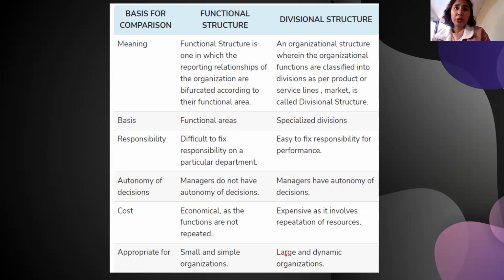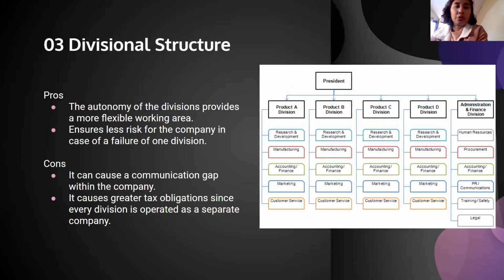So, large and dynamic organization. Functional, small and simple organization. Functional, it's more economical kasi nga functions are not repeated. Divisional is expensive. However, kayang-kaya naman nila nga kasi it's a very big company. Managers do not have autonomy of decision here. Divisional, yung mga managers sa SM Baguio, they have autonomy. Sa SM Rosario, they have autonomy. So, division, pros and cons.